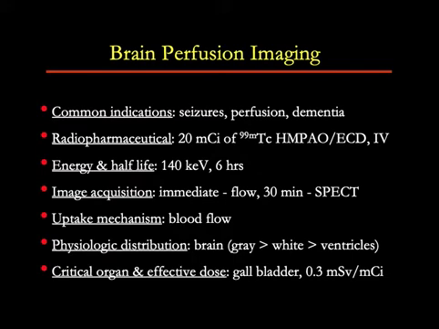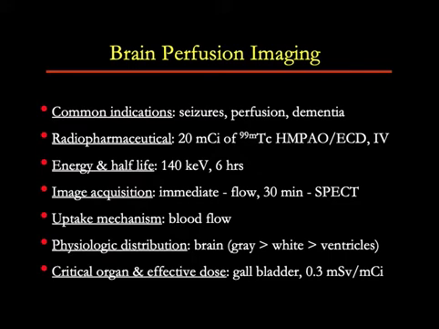For brain perfusion imaging, the radiopharmaceutical is 20 millicuries of technetium 99M HMPAO or ECD. The tracer is injected IV. For brain death studies, we acquire dynamic flow images immediately after tracer injection. For brain SPECT, we wait for 30 minutes and then acquire a SPECT of the brain. The mechanism of uptake is blood flow.